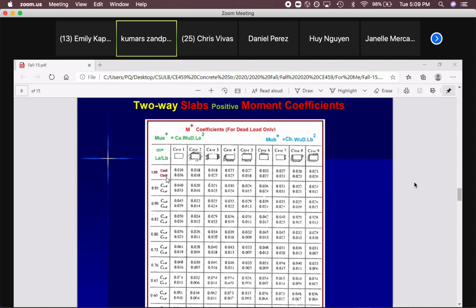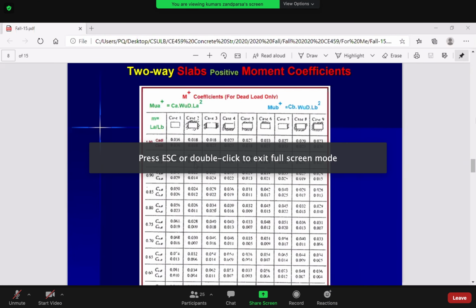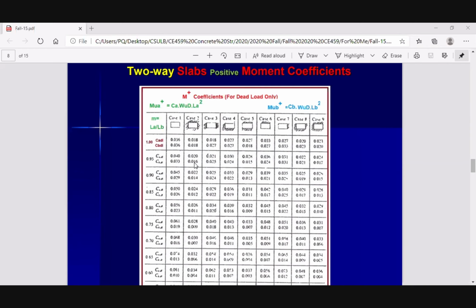These are from my textbook that I published a long time ago. Unfortunately, during making copy after copy, it's not that clear. So I tried to make one of them clear, and the rest are the same. CA, CB, CA, CB, CA, CB. That's for dead load, because these coefficients are for dead load only.